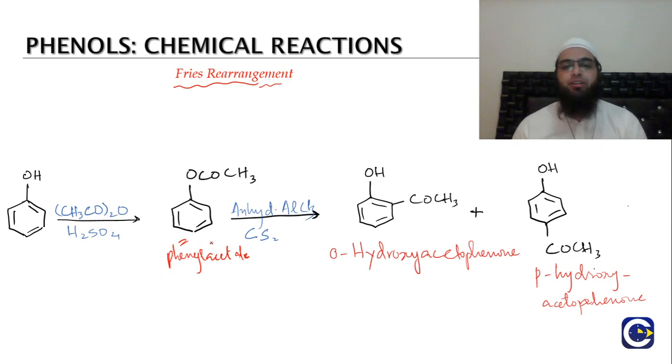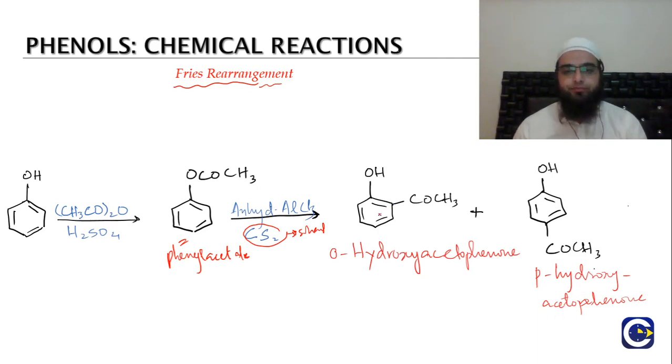This phenyl acetate is reacted with anhydrous AlCl3 in the presence of CS2, a non-polar solvent. We get two products in the reaction: one is the ortho substituted product and one is the para substituted product. This is ortho hydroxyacetophenone, and this is para hydroxyacetophenone.